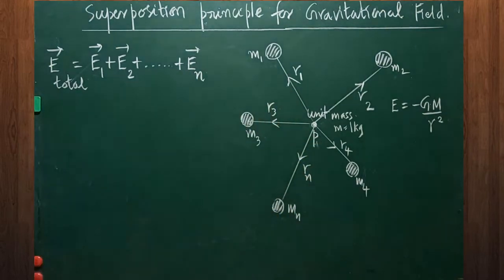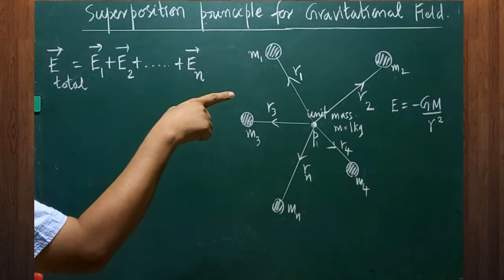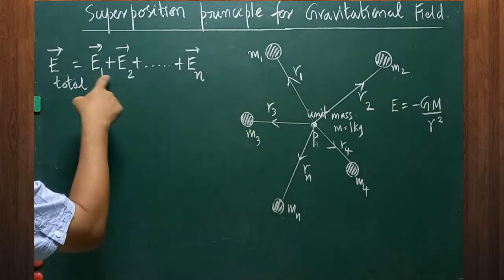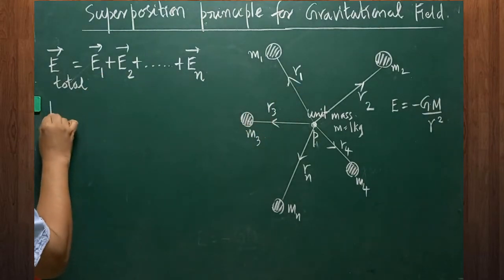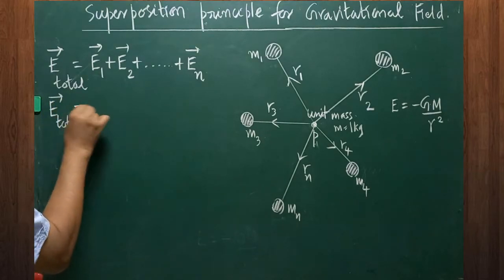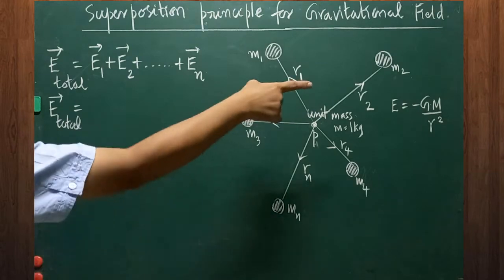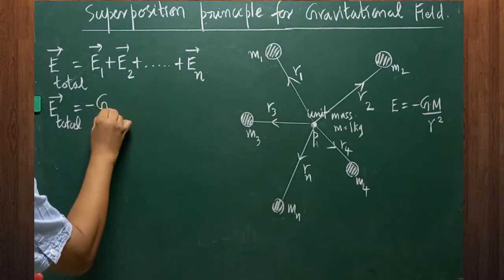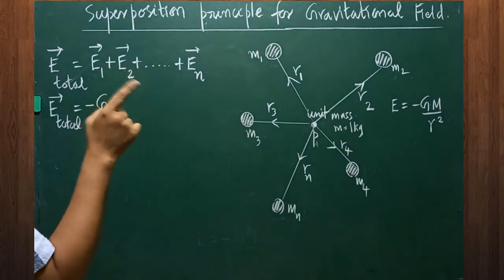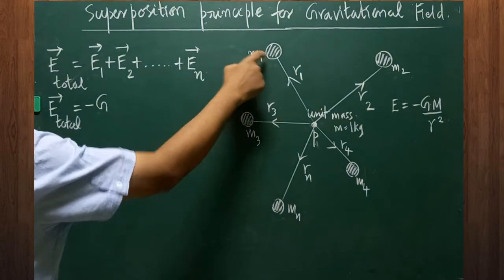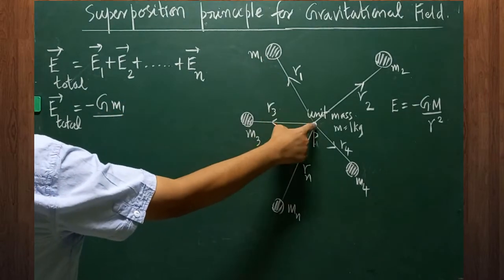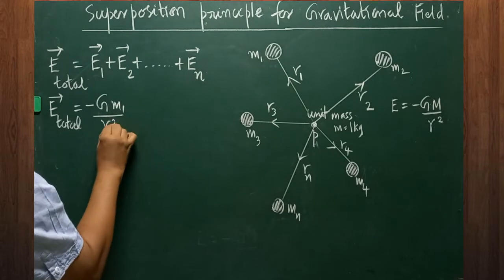We know the expression for E. The expression for E is minus GM divided by R square. That expression is to be used for individual masses. The total gravitational field at point P can be calculated by using that expression. G is nothing but the gravitational constant. What is capital M? Instead of capital M, we have to use this M1. The distance between the mass M1 and the unit mass is R1, so R1 square.